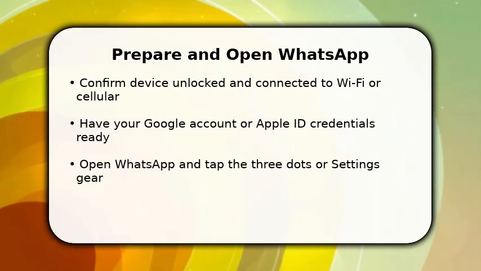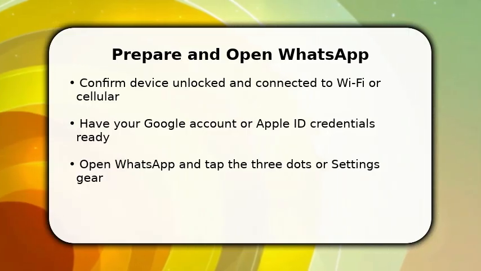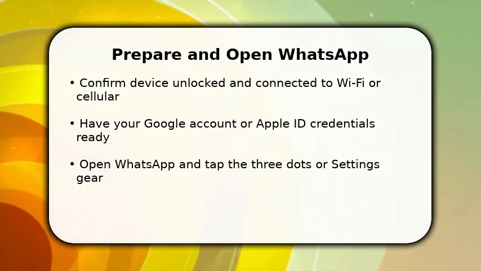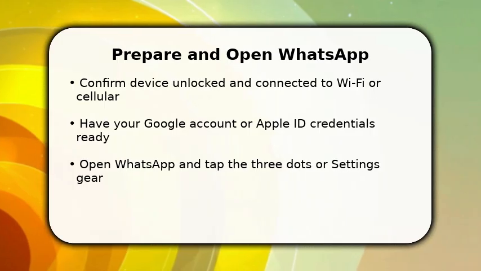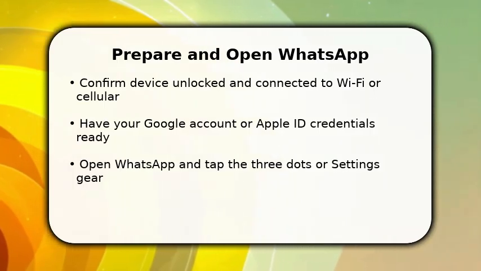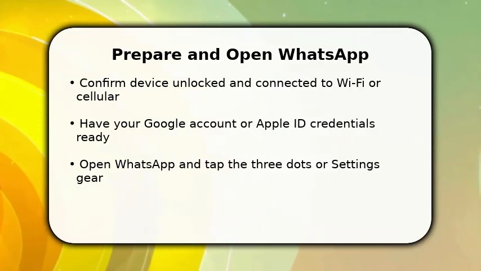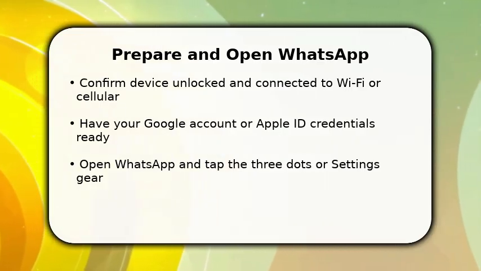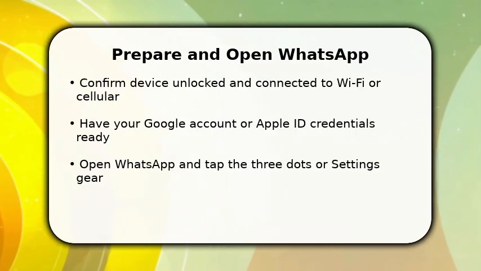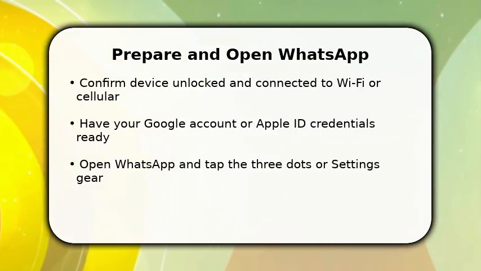You start by making sure your phone is online and unlocked. Backups rely on stable Wi-Fi to avoid data charges. Next, confirm which account you want to use for backups, Google Drive on Android or iCloud on iPhone, and have that login available. Now open WhatsApp, tap the menu icon or Settings tab, and head straight to Chats.